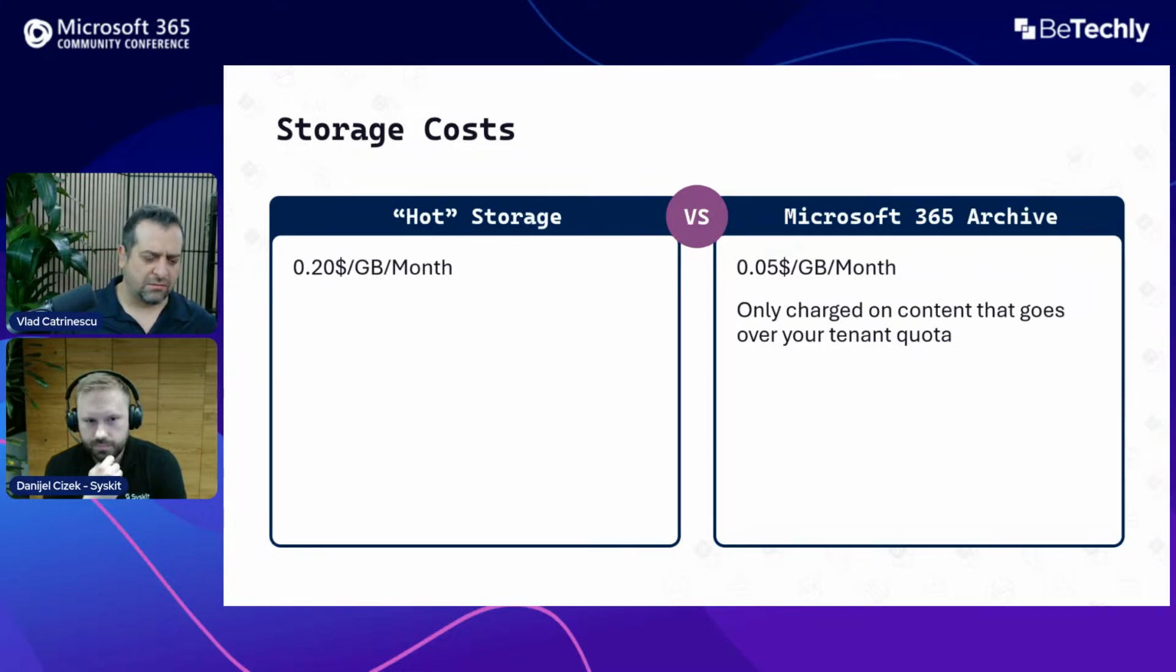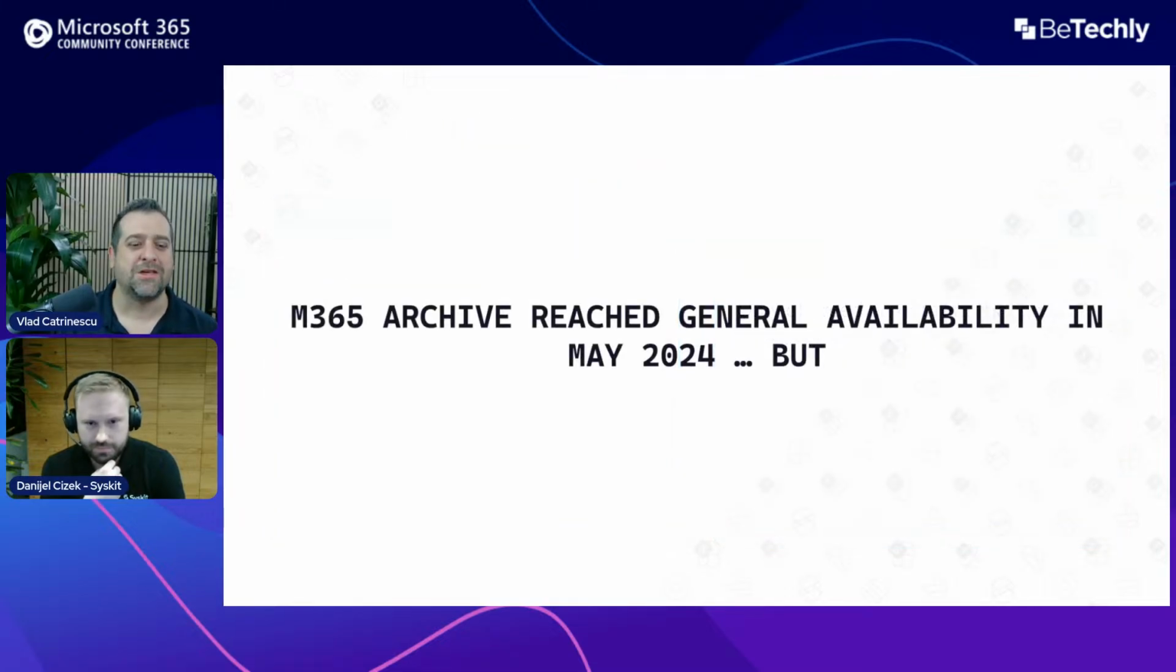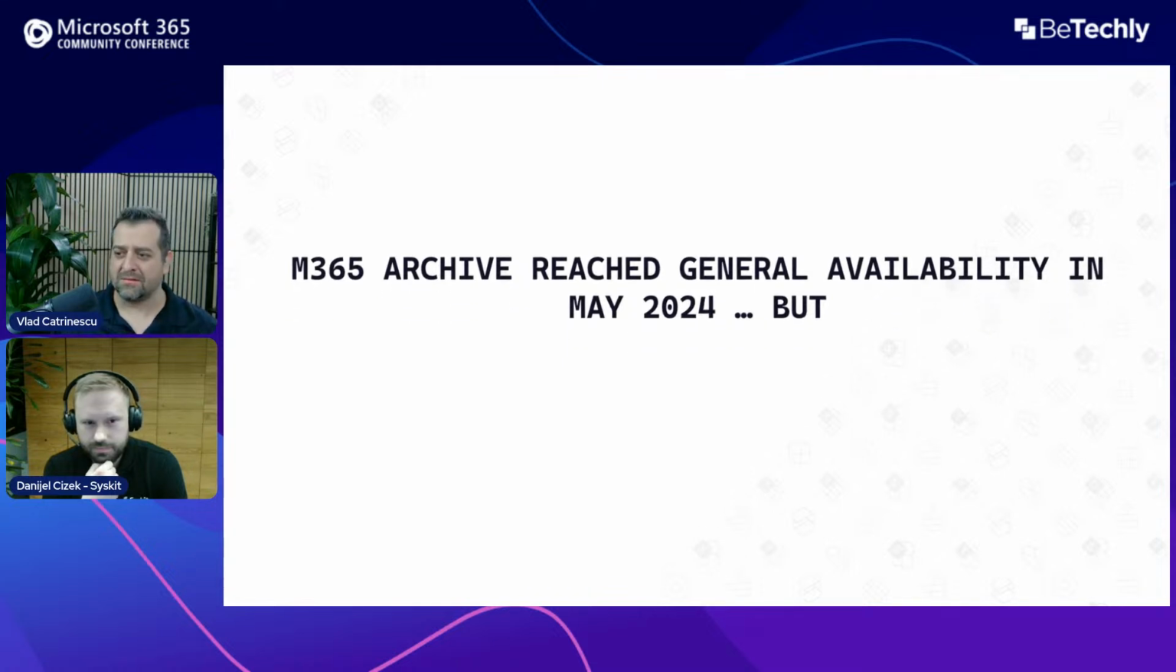But now, those of you that have been following tech, you might tell me, okay, Vlad, you're not telling us much stuff that's new right now because M365 Archive reached general availability in May 2024. But we actually did a lot of research at Syskit. And Daniel showed me the other day the research, and the number is just crazy.